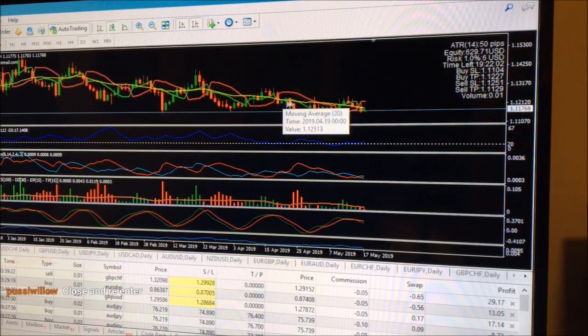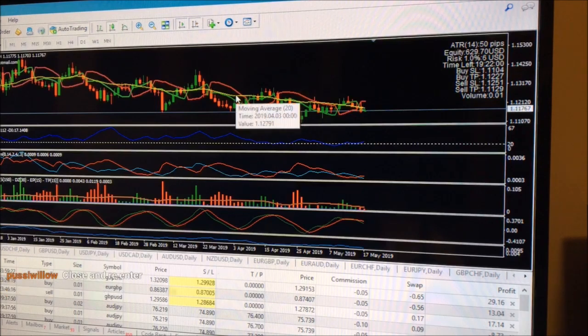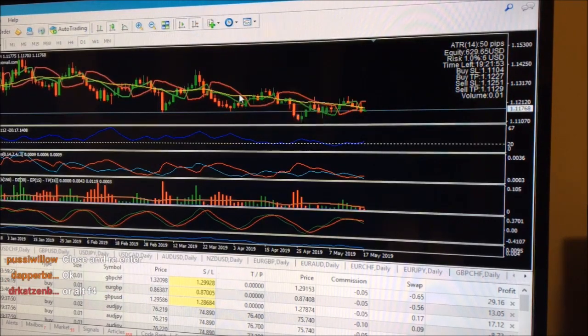The second thing that we have on here is just a normal 20 SMA. That's what I'm using as my baseline. That's kind of the last step though, so I'll just come back to that one.